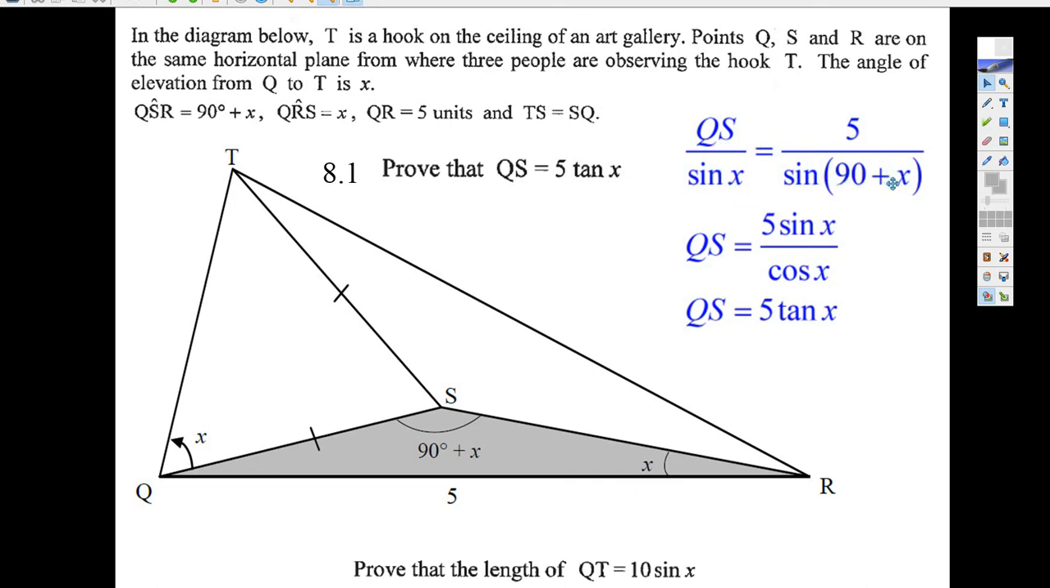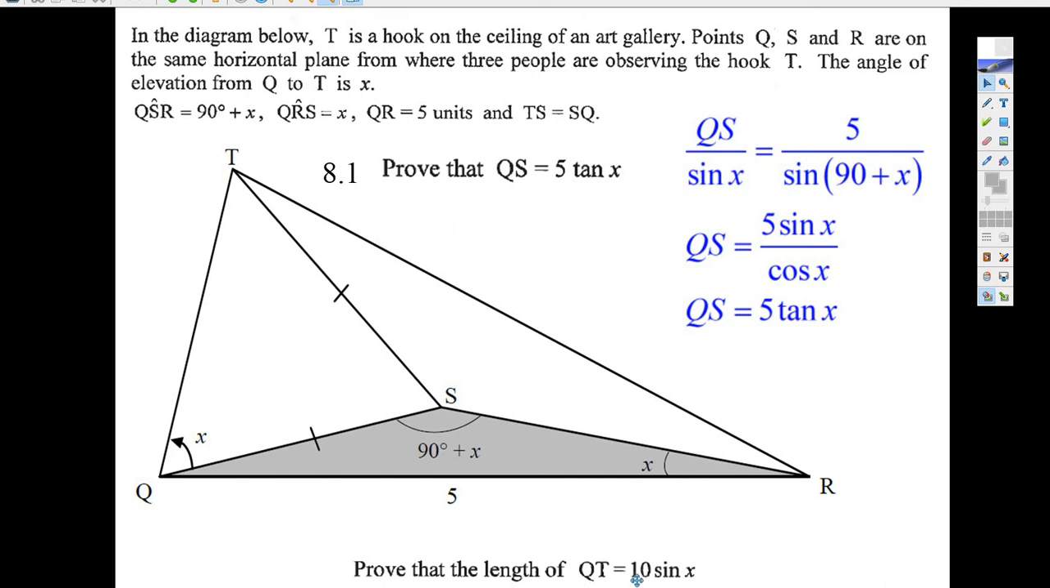The sine of 90 plus x is equal to cos x. That's a cofunction you need to know. And then I multiply sine x up here, and ooh, I'm looking at my answer. 5 sine x over cos x is tan x. So I just proved that QS equals 5 tan x. Let's look at the next part.